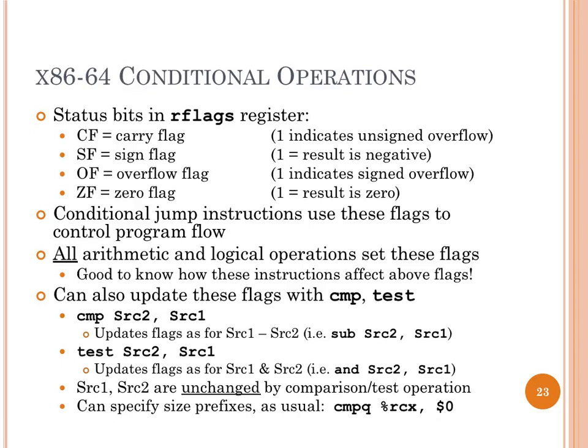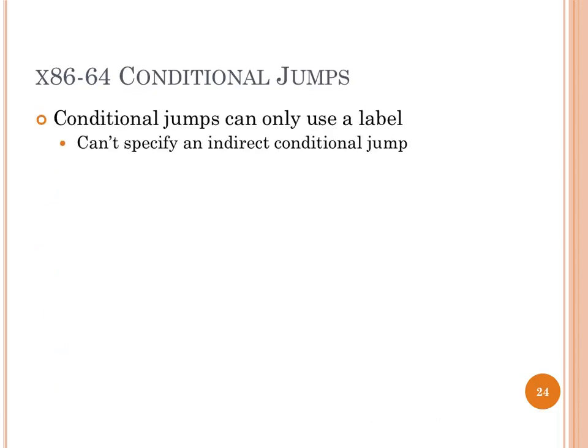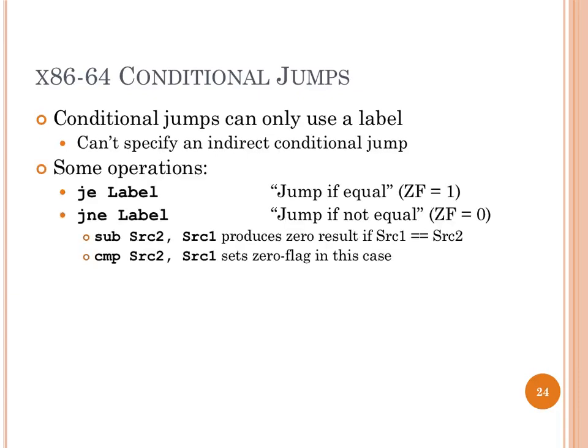Okay, so compare is a subtract, don't store the result, and test is a bitwise and, don't store the result. They modify the flags and nothing else. We're going to talk about these in more detail in the future, but we're going to talk about a few things right now. Conditional jumps basically can only specify a literal label, so you can't do indirect conditional jumps for whatever reason. So here are some simple examples.